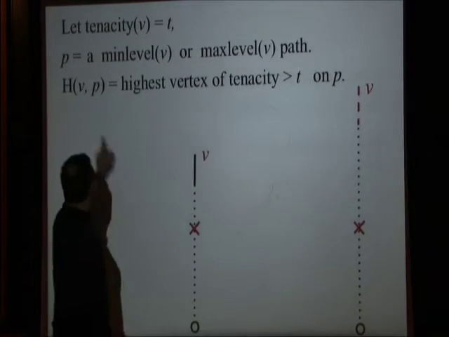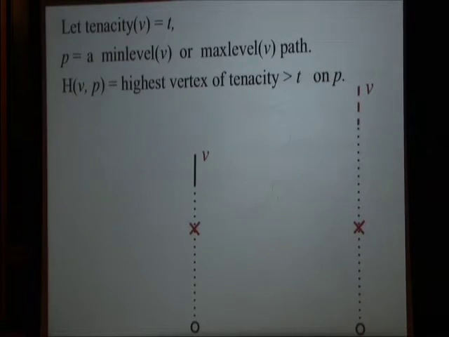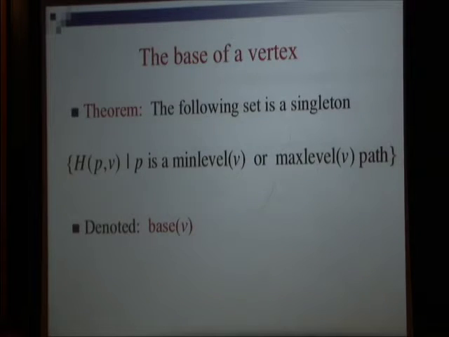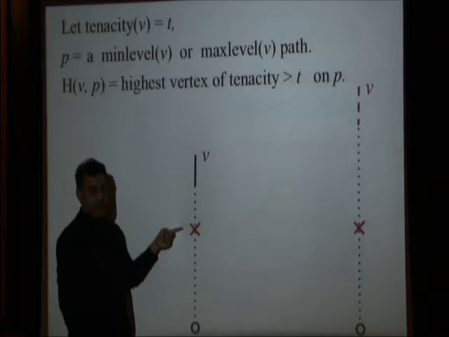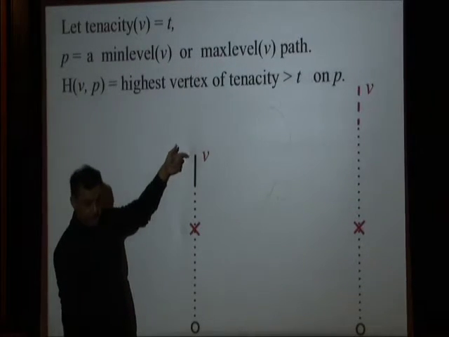Okay, look at all these vertices HVP over all the paths, even level and odd level to V. How many vertices did we see in that set? So that's the main theorem, that this set is a singleton. So again, among all the paths, min level and max level, even level and odd level, on each one, look at the highest vertex of tenacity strictly bigger than t, where t is the tenacity of this vertex.